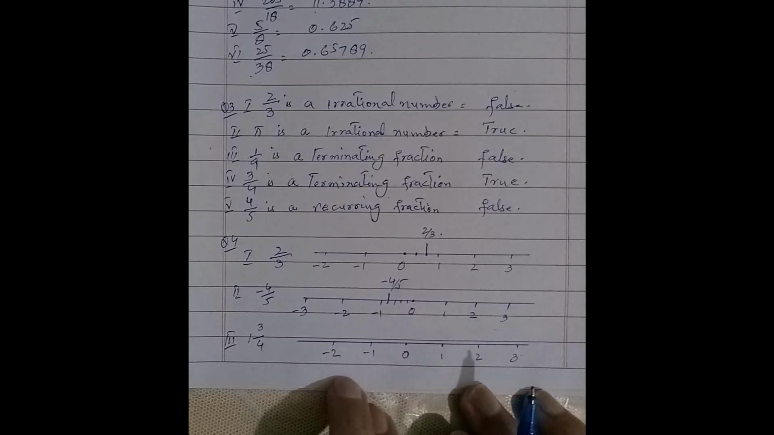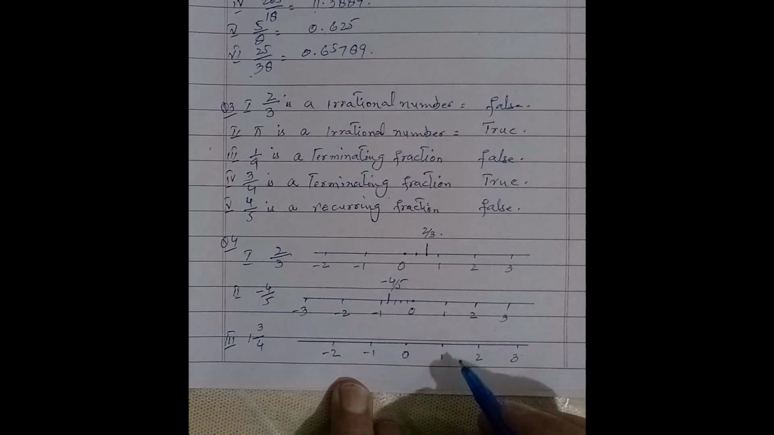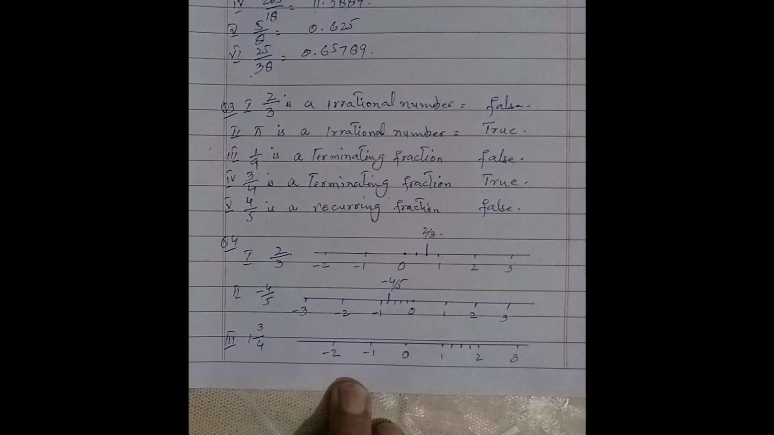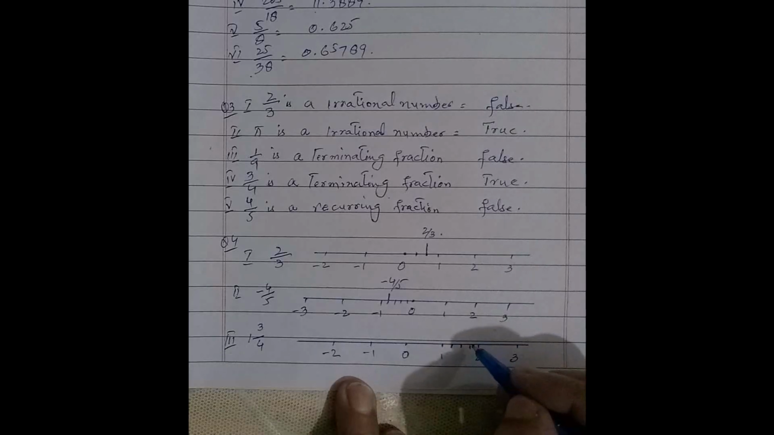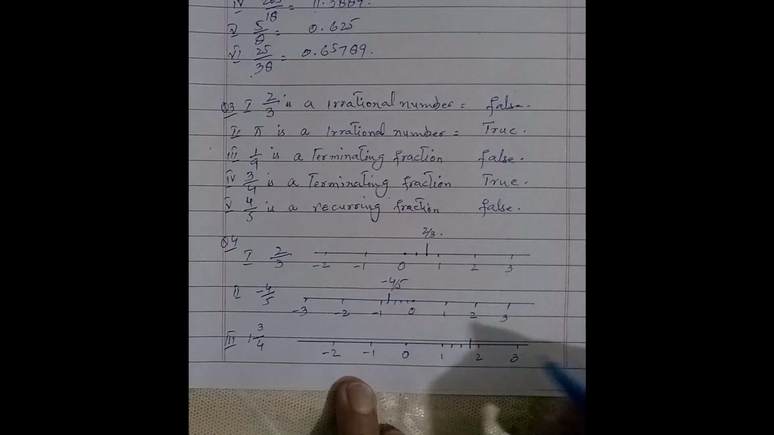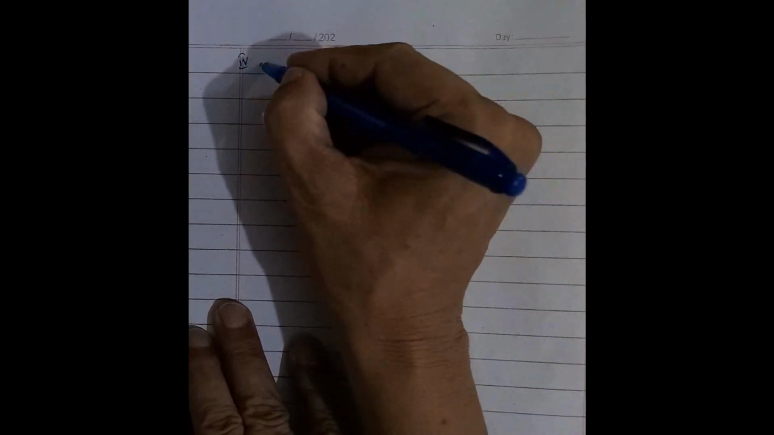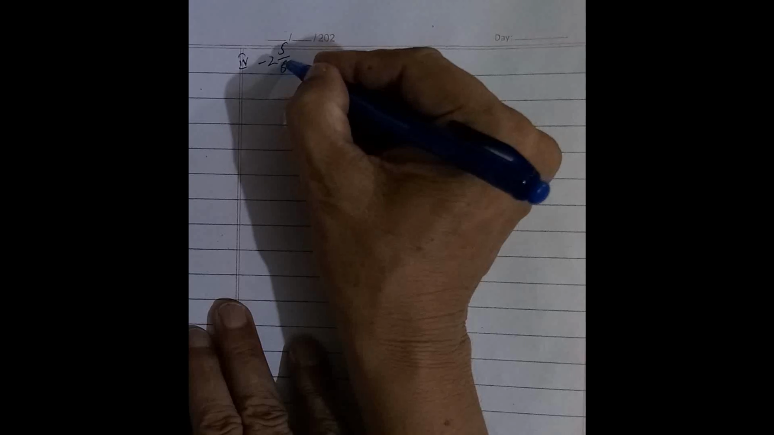And for getting 3 over 4, we make 4 portions between 1 and 2. Between 1 and 2 we have 1, 2, 3 and 4 points. And 3 over 4 is the third of the four points. It is 1 whole 3 over 4. The fourth part is minus 2 whole 5 over 8.